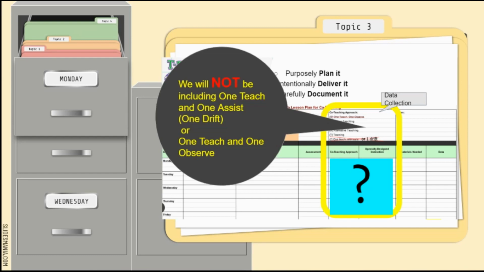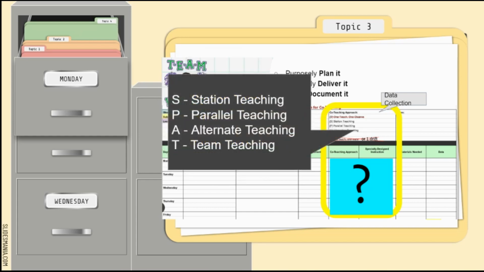We are not including the one teach and one assist, sometimes referred to as one teach and one drift, because it really isn't about having two people in the classroom and one just walking around and making sure that people are on target. This is about the engagement, the interactions between two teachers and two teachers teaching. One teach and one observe is what happens on a daily basis as we collect data, but we're really not thinking about that through the lens of engagement and teaching. We're really looking at station teaching, parallel teaching, alternative teaching, and then team teaching.